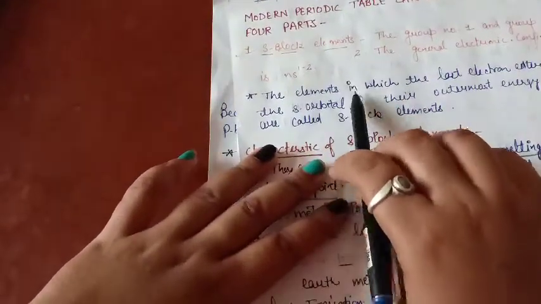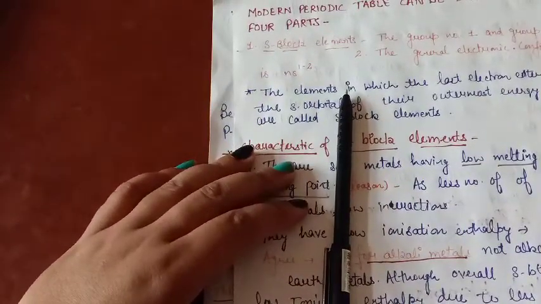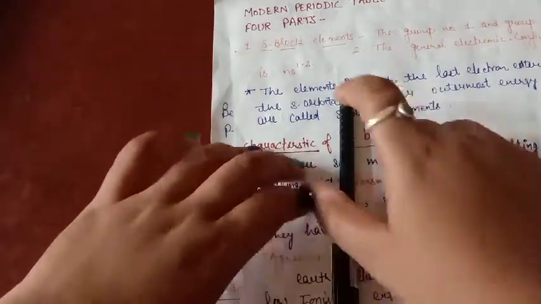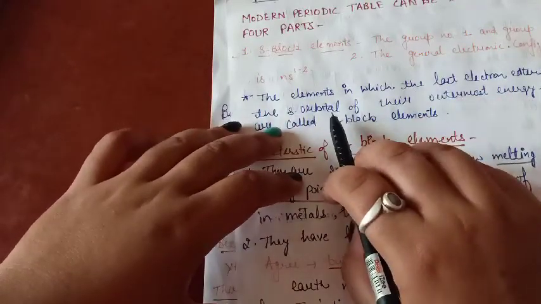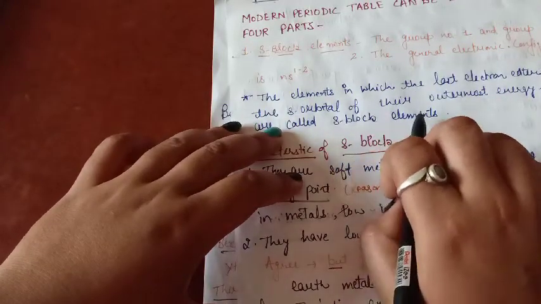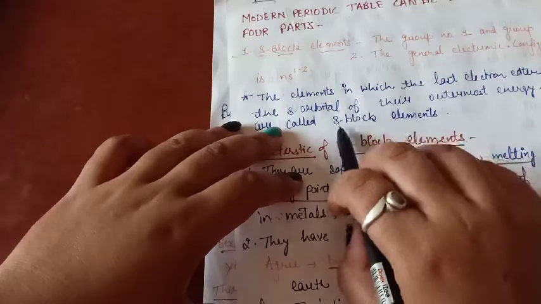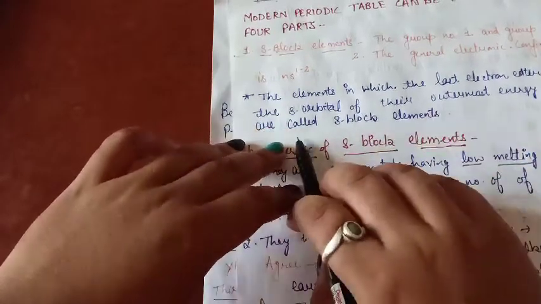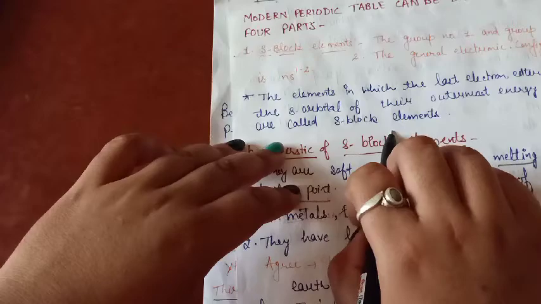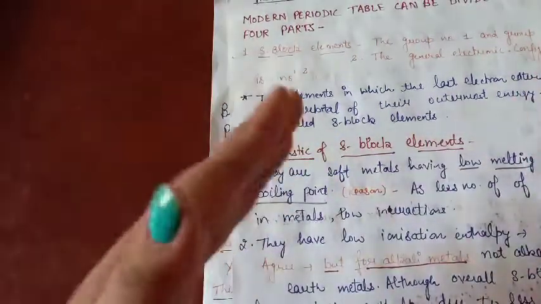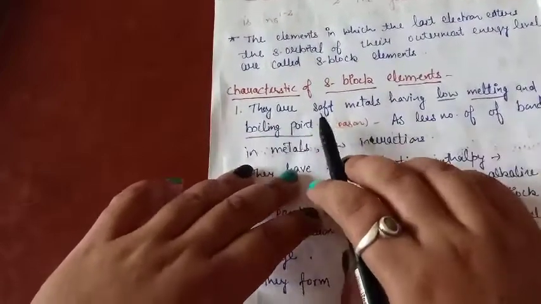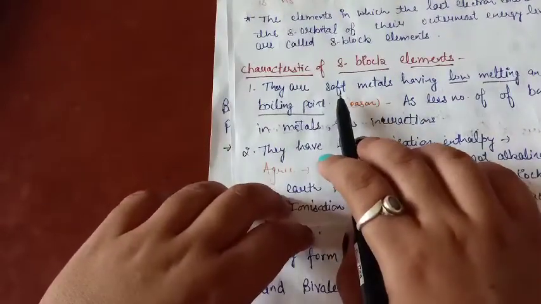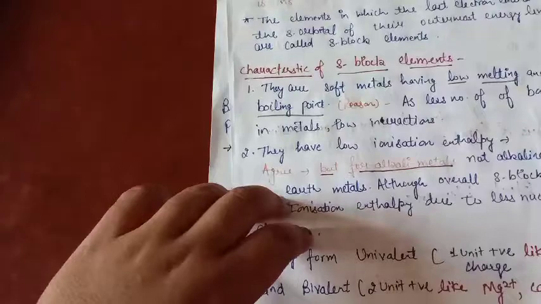Now, what is the definition of S block? See the definition which is written over here. The elements in which the last electron enters the S orbital of their outermost energy level are called S block elements. In the periodic table, when the last electron enters the S orbital, then those are known as S block elements. Now we are going to talk about the characteristics of the S block elements.